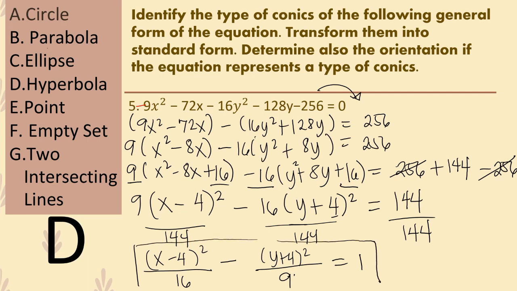Hyperbola. So, negative tong sign niya. And then, 1 to. So, isa siyang hyperbola. And since yung positive natin yan na numerator or yung naunang numerator is x minus 4 squared, ang orientation ng hyperbola na ito ay horizontal.